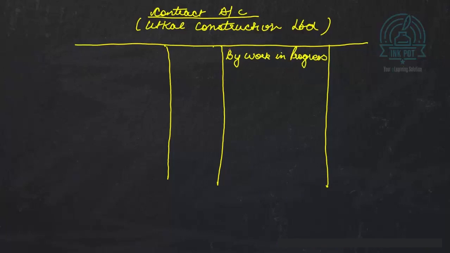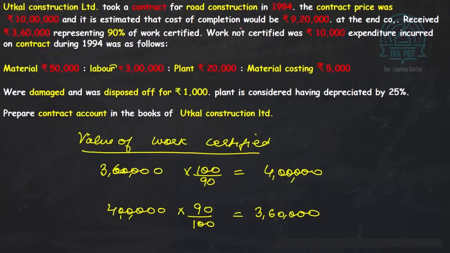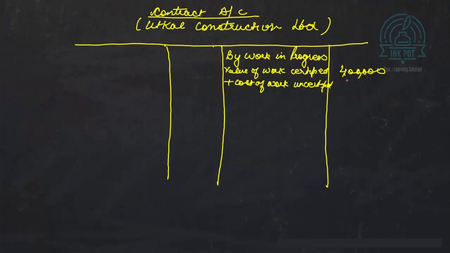So work in progress is equal to value of work certified plus cost of work uncertified. We have just calculated the value of work certified, that is 4 lakh, and the value of work uncertified is given in the question. See, the value of work not certified is 10,000. So it is 10,000.